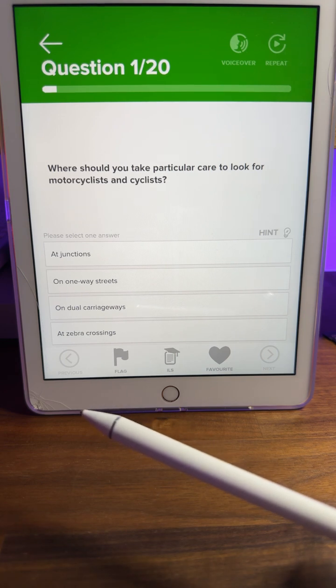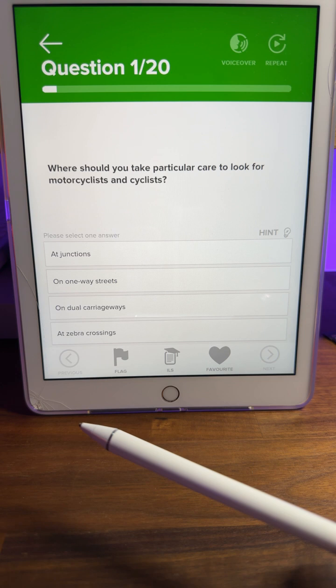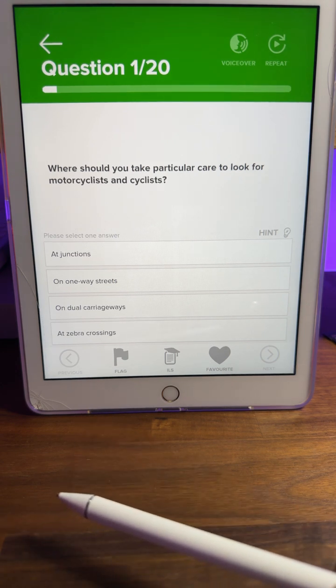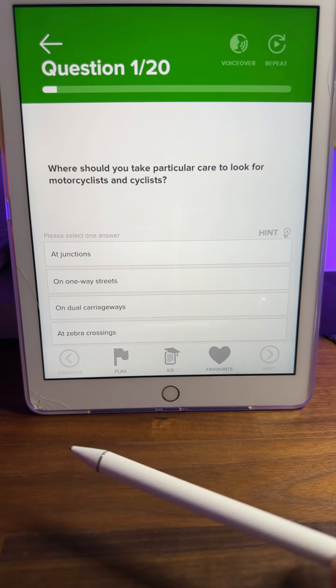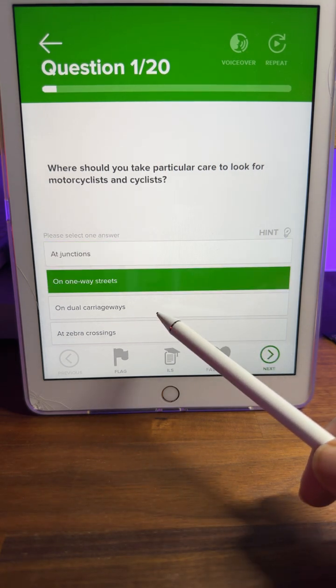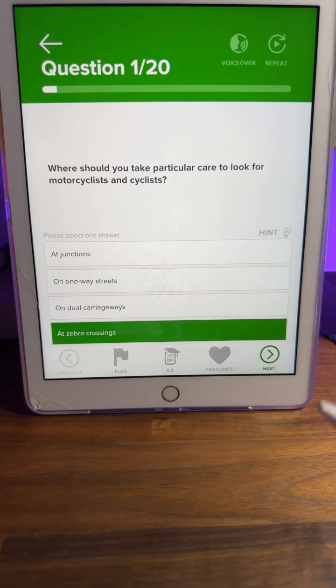Question number 1. Where should you take particular care to look for motorcyclists and cyclists? Who said the first answer is going to be A? Somebody said that earlier on. Evan, was it you? Right. So is it A, at junctions, on one-way streets, on dual carriageways, or at zebra crossings? Evan, you've won.